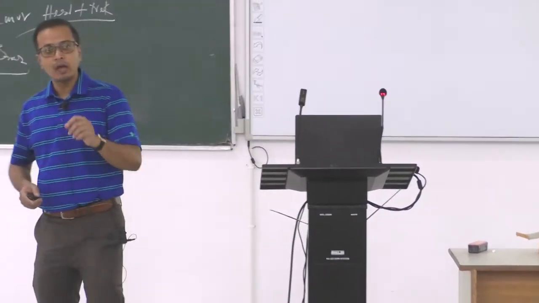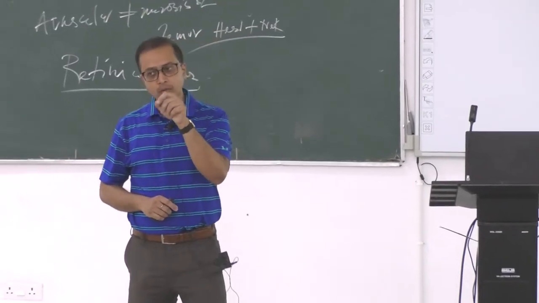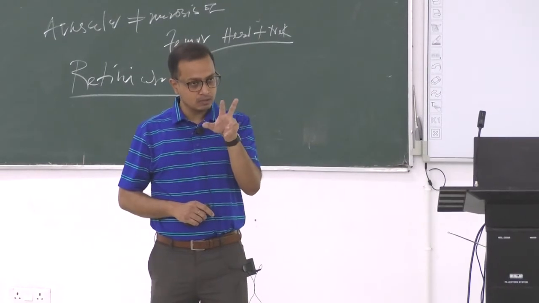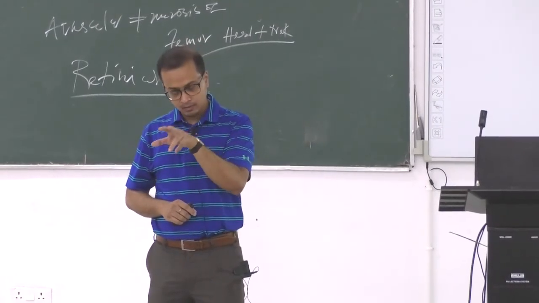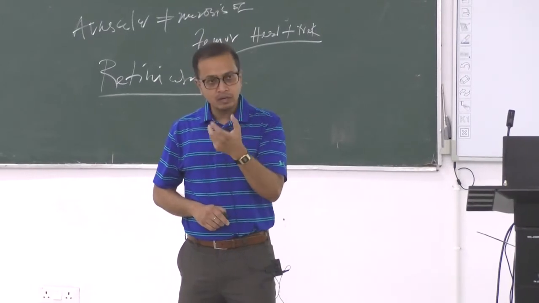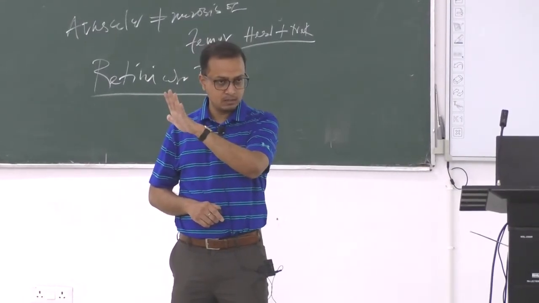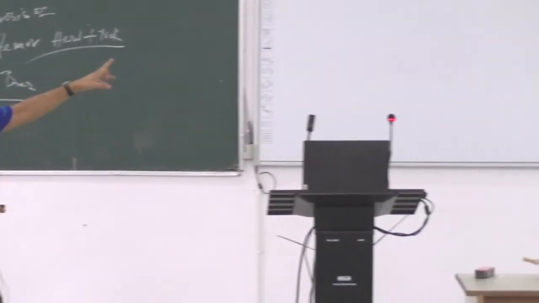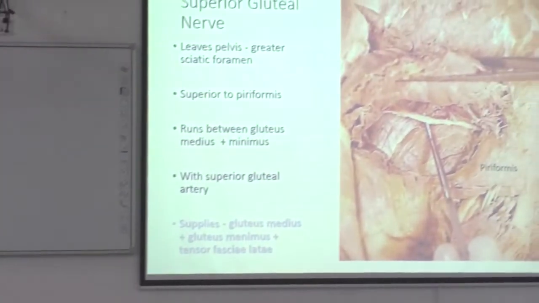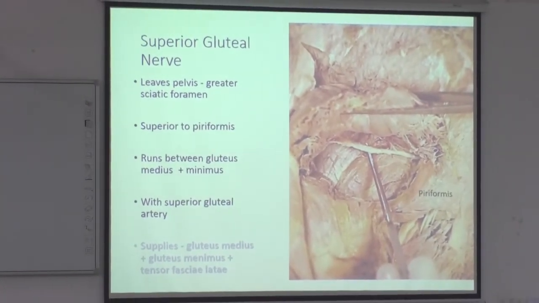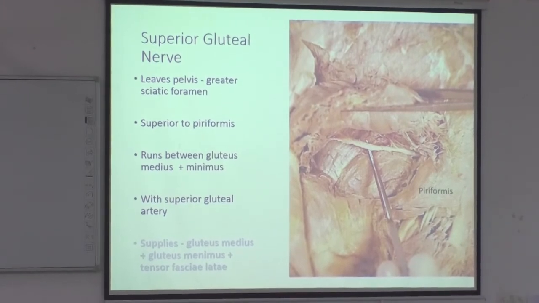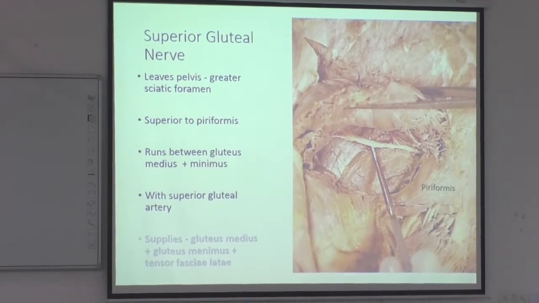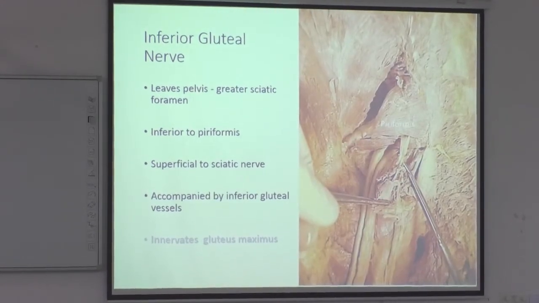So in the gluteal region we have two nerves, superior gluteal nerve and inferior gluteal nerve. The superior gluteal nerve supplies two muscles, and inferior gluteal nerve supplies the gluteus maximus. Right? So these are the two nerves. The muscles supplied by the superior gluteal nerve are gluteus medius and minimus, and the inferior gluteal nerve is supplying the gluteus maximus.